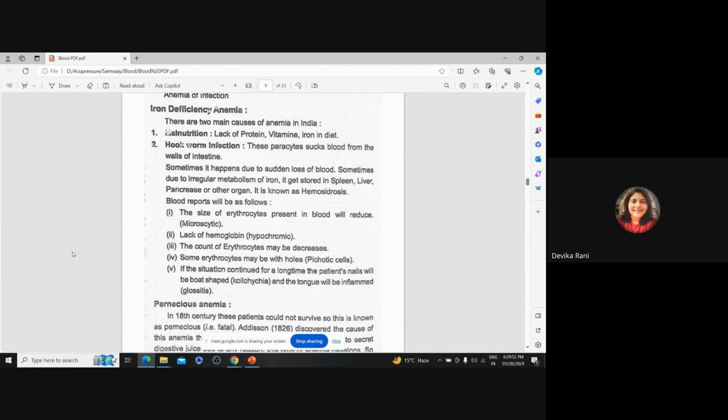If the situation continues for a long time, the patient's nails will become boat shaped and the tongue will be inflamed. Boat shaped, as in the nails are bent as they go forward, more bent in shape, like a boat. Like the hollow portion of the boat, the nails also bend like that.